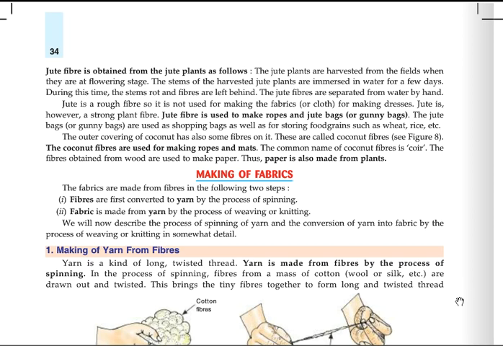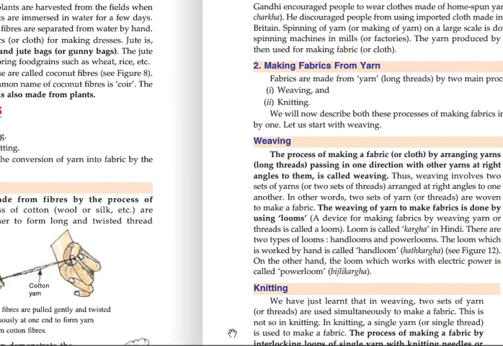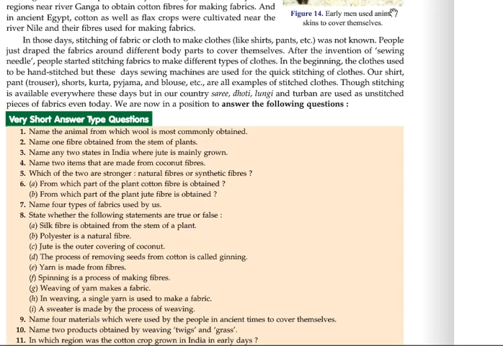Let us note down some questions on the basis of this video. First of all, name the animal from which wool is most commonly obtained. Sheep. Name one fiber obtained from the stem of plants. Flax fiber. Name any two states in India where jute is mainly grown. It is mainly grown in West Bengal, Bihar and Assam. Name two items that are made from coconut fiber. Ropes and mats.